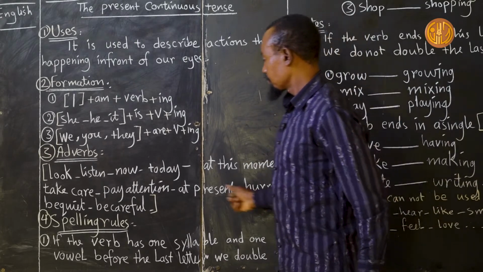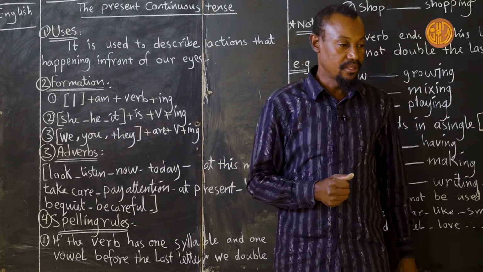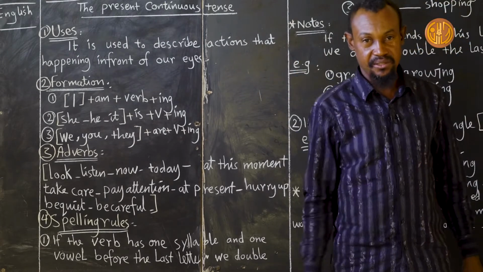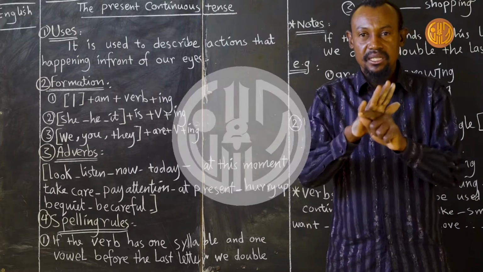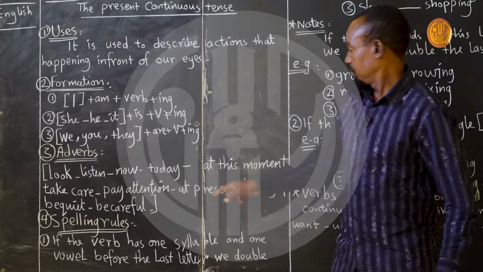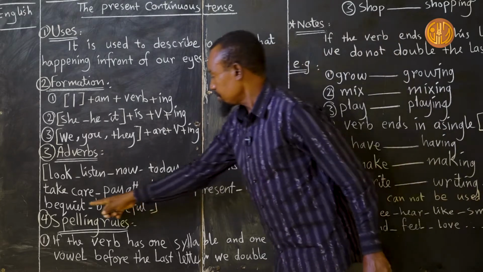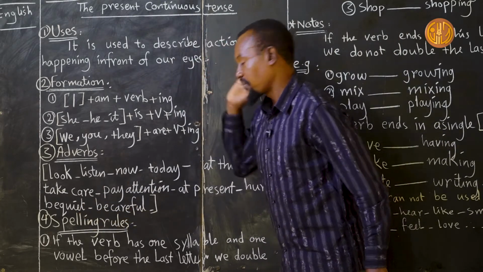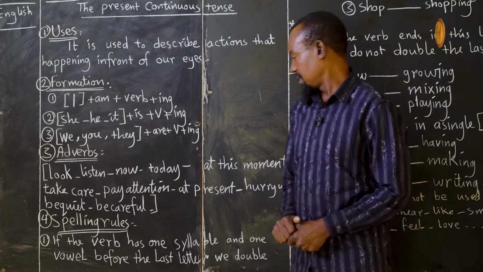Hurry up. Be quiet. Also, you keep silent. Like children when they make noise, someone can say to them, be quiet. That means they should be quiet. Pay attention, at present, hurry up and be careful. All these are the adverbs of the present continuous.